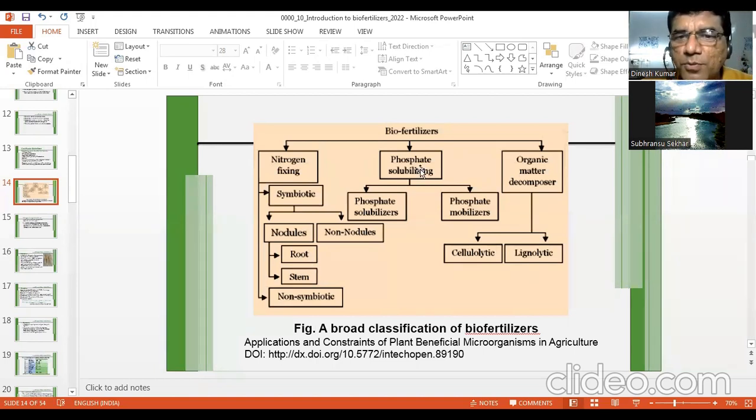Then coming to phosphate solubilizing, they are divided into two: phosphate solubilizers and phosphate mobilizers. And then organic matter decomposers, because in soil as well as during composting, you need to get your organic matter decomposed. So there are two different groups of biofertilizers: cellulolytic, as the name suggests, they will break down the cellulose, and lignolytic, they will digest or decompose or oxidize the lignin. So this is the very simplified classification of biofertilizers.